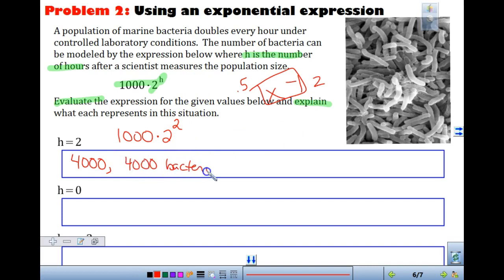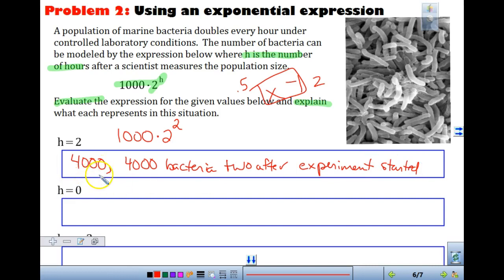Bacteria, right? The doubling, that was this 2 in our equation. H was in ours. 4,000 bacteria when? In 2 hours. 2 hours after the experiment started, right? After this lab condition, right? So after the experiment started.